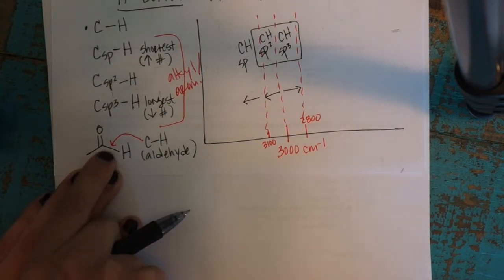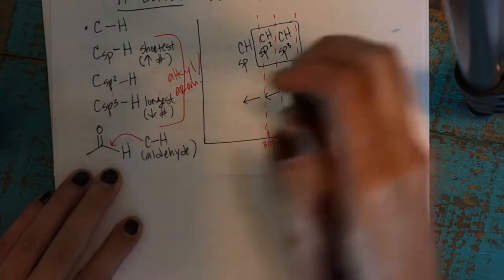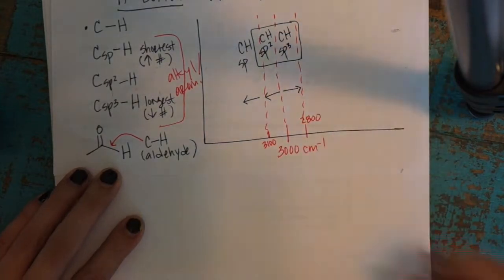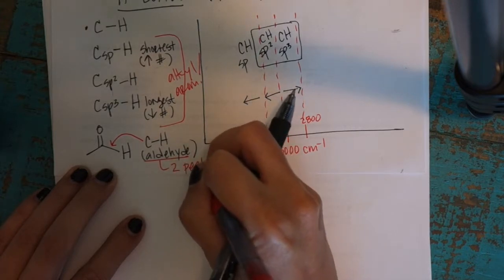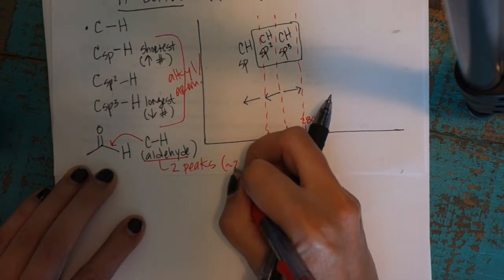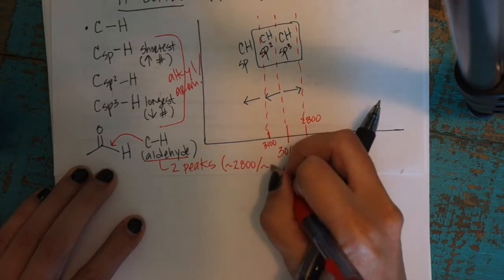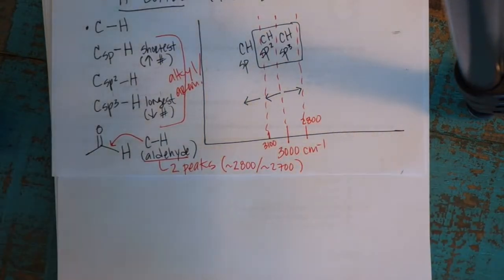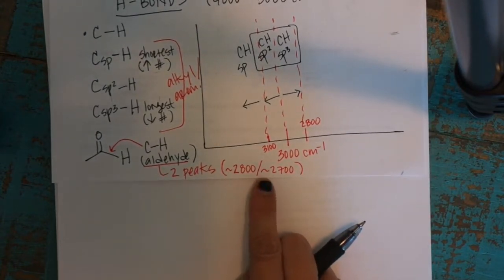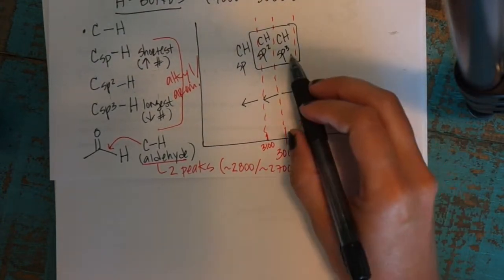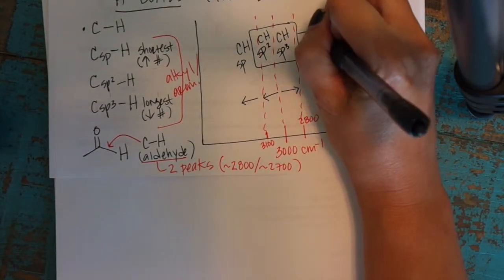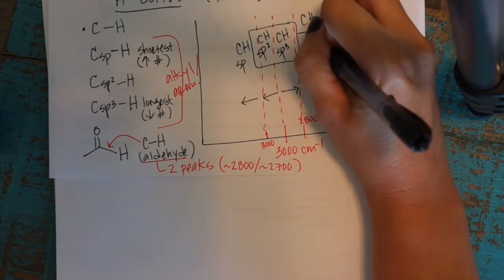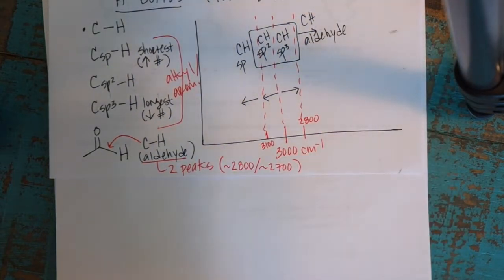This is doing a different motion. It's not just the normal stretching, it's doing its own little vibration. It'll often show you two peaks, one roughly around 2800 and one roughly around 2700. That's going to vary, but usually you'll see those two peaks, quite a bit farther to the right than your normal CH peaks. So it's kind of distinctive. Over here is where you'll see your CH aldehyde. I'll show you some examples so you can see what this all looks like, but that's where that stuff shows up.